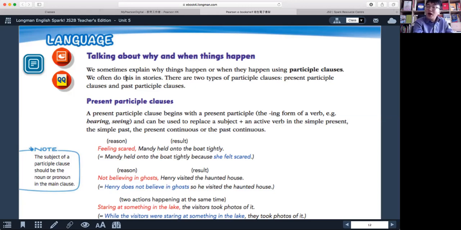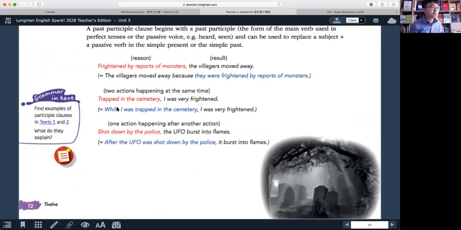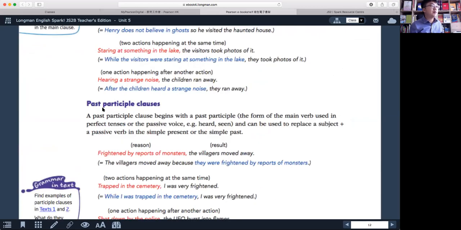Okay, so this is why we are teaching you to use participle clauses, because in this chapter, Unit 5, you are going to write a story, and you may need to use participle clauses in your writing. There are two types of participle clauses. The first type is present participle clauses. And the second type is past participle clauses.